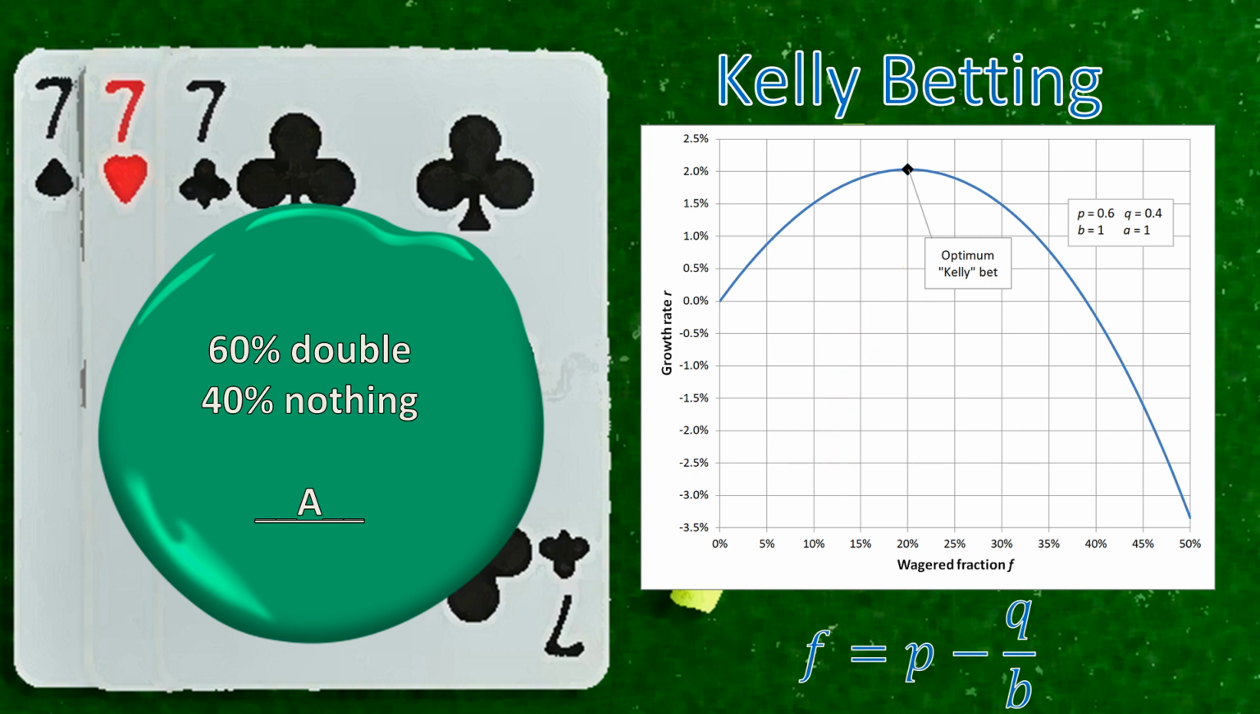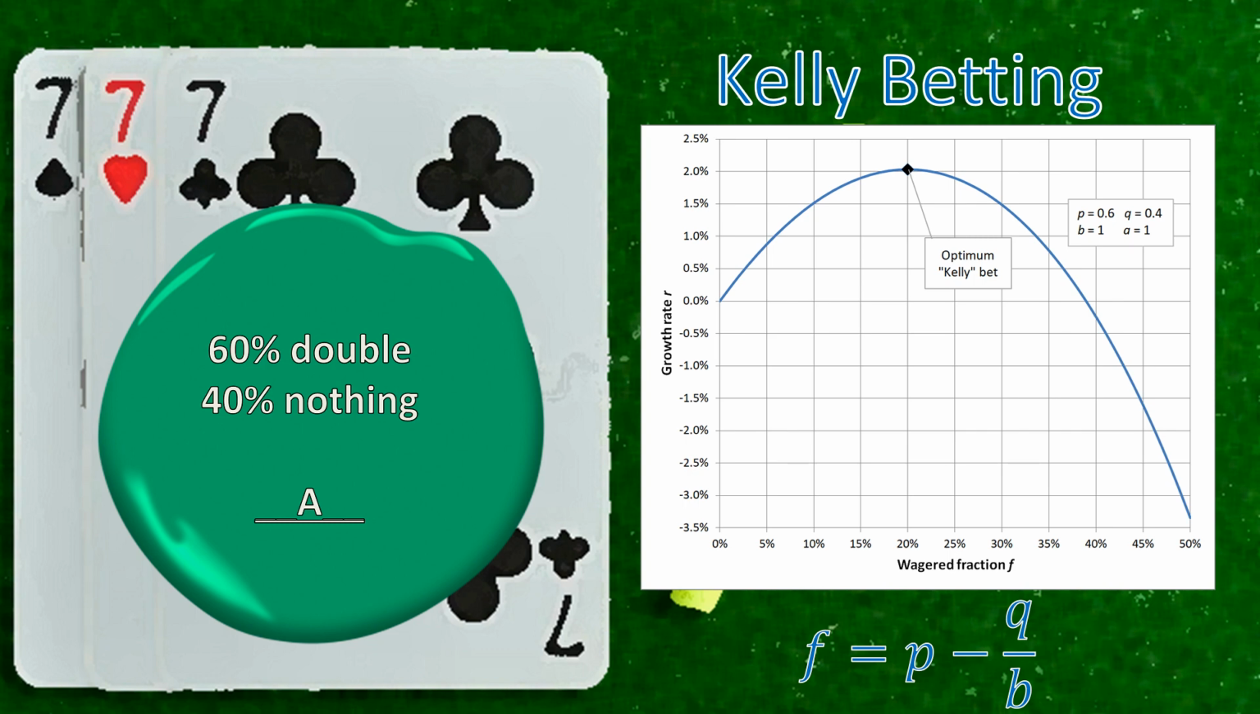J. L. Kelly Jr. described the criterion at Bell Labs in 1956. The Kelly formula can be thought of as time diversification as opposed to asset diversification, since you're betting only a small amount each time. The formula goes like this. F is the fraction of savings that you should wager. P is the probability that you win the bet. Q is the probability that you lose the bet. And B is the proportion of the bet gained with a win, which is like the odds.